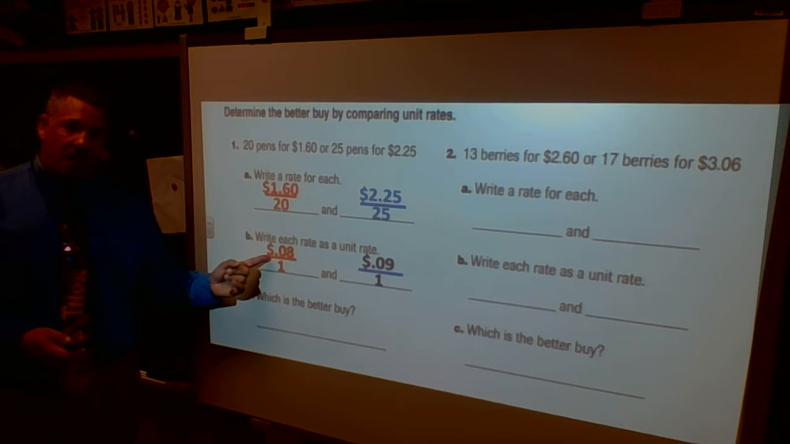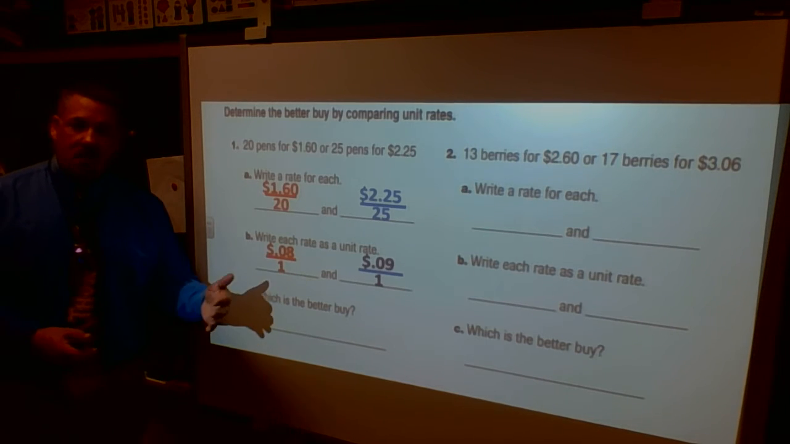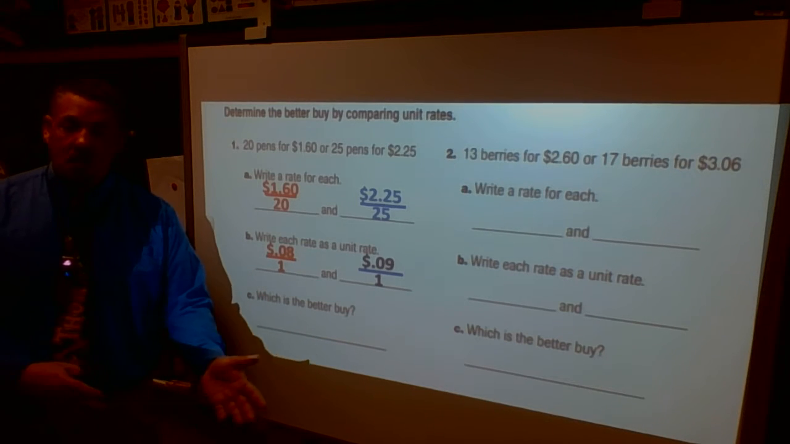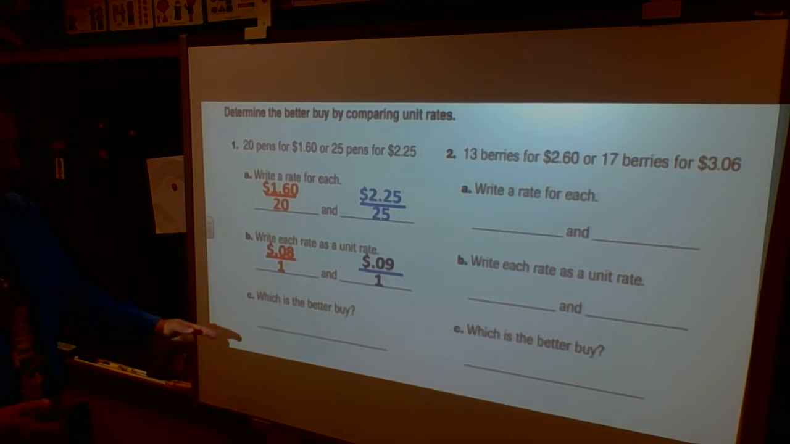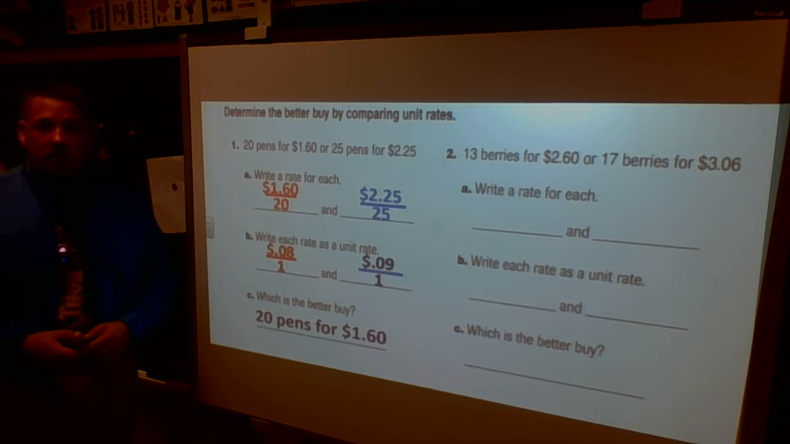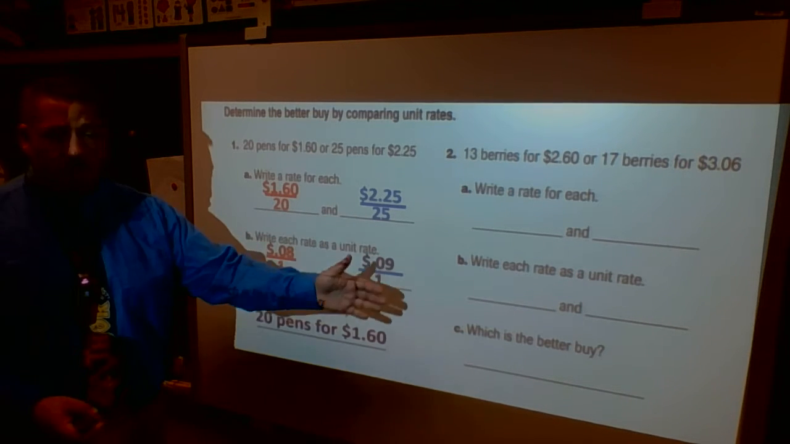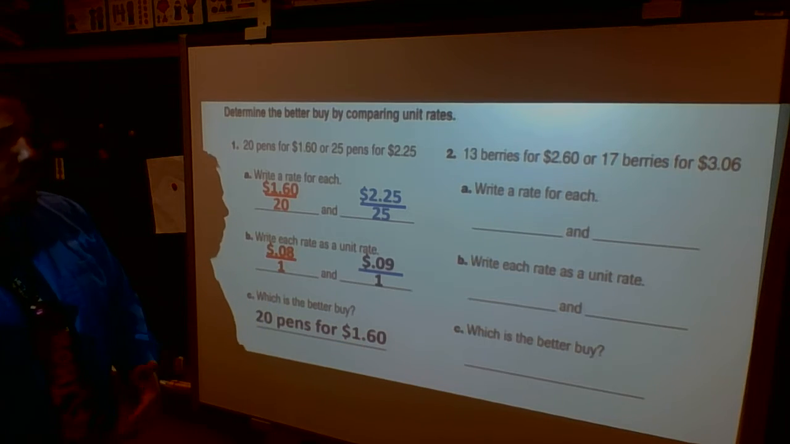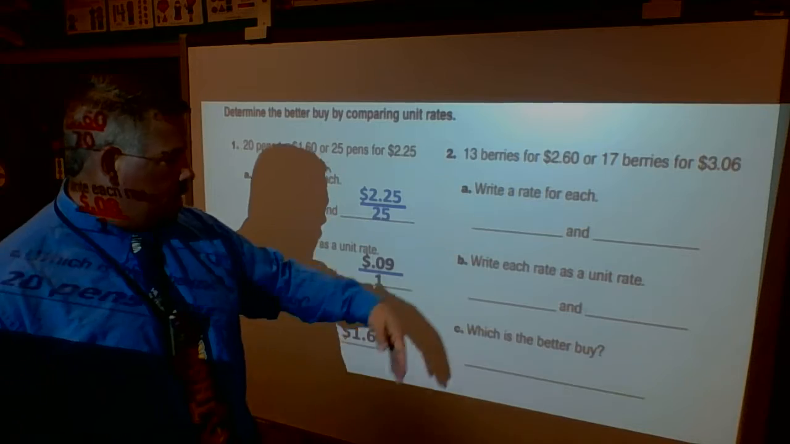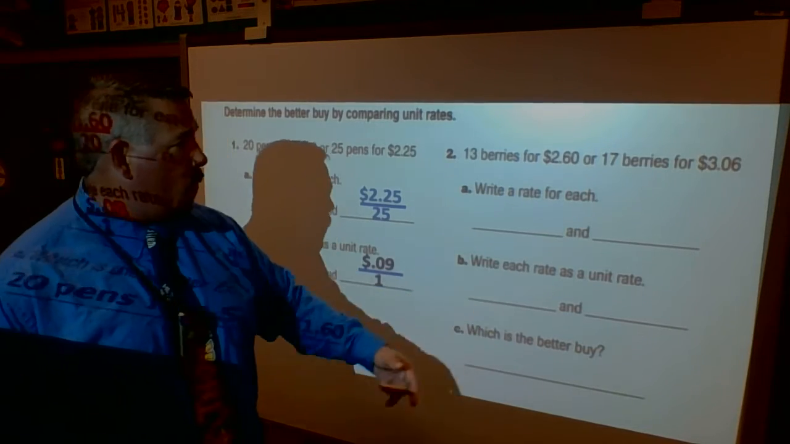So which one is the better value? Well, the one where I'm spending less money. Even though it's a cent less, if I turned around and bought 1,000 pins, I'm going to save some money. So I want to spend the $1.60 for 20 pins. These are set up the same way. Which one is better? Write a rate for each of these to begin. And then it'll ask about which one is better.